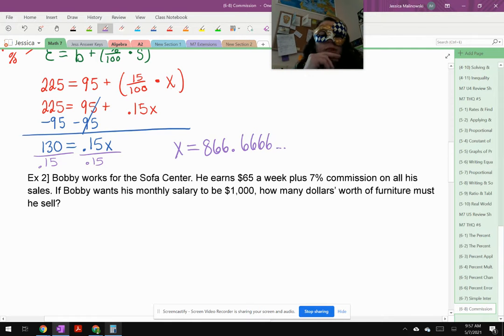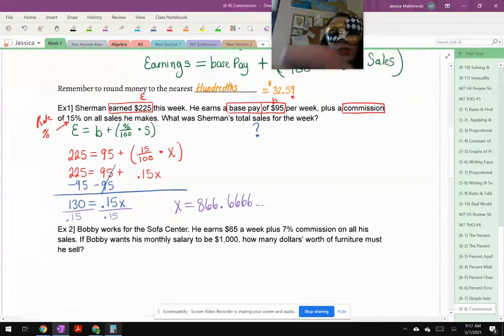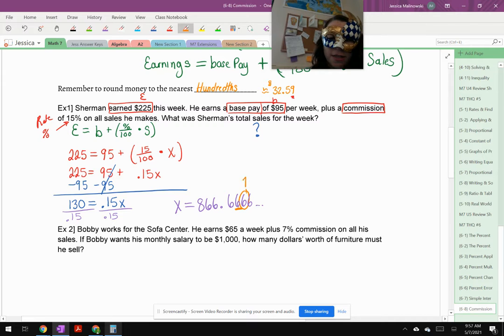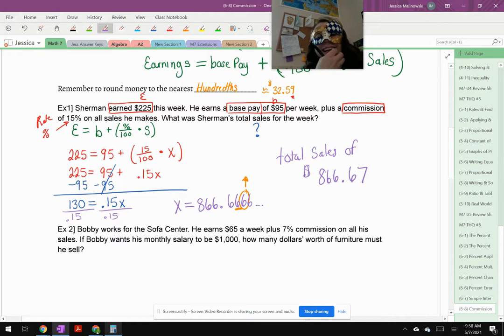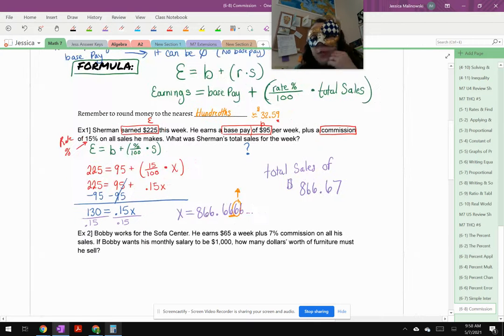That's 866.6666... Again, money, so we're going to round to the nearest hundredths place. That 6 tells me to look at the 6 next to it. That tells me to go up. So I've got a total sales of $866.67. Boom.